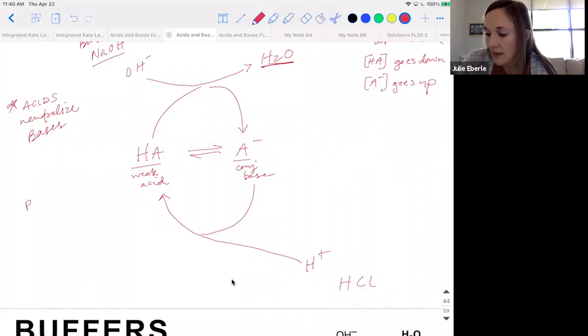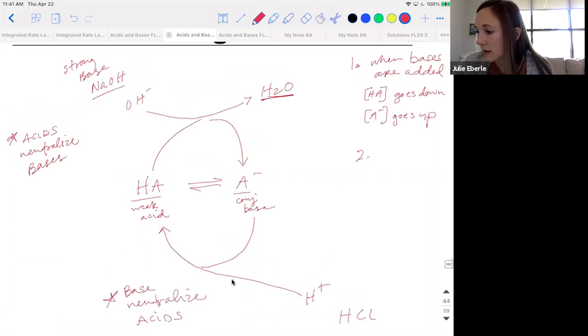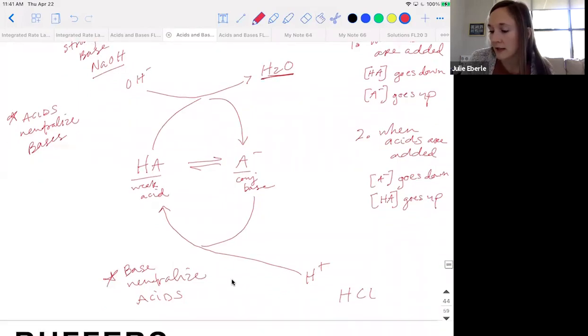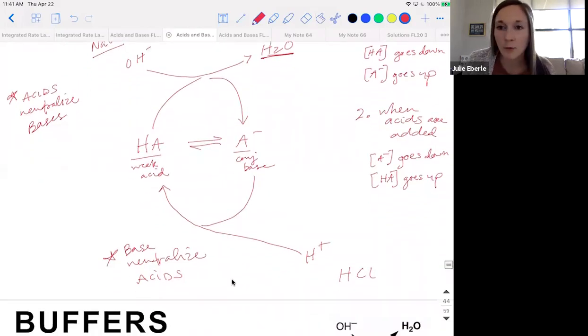So point number 2 is that when acids are added to a buffer system, the concentration of A minus goes down, concentration of HA goes up. We make more of it. We use up our conjugate base to neutralize the acid, and in the process, we make more weak acid, okay?